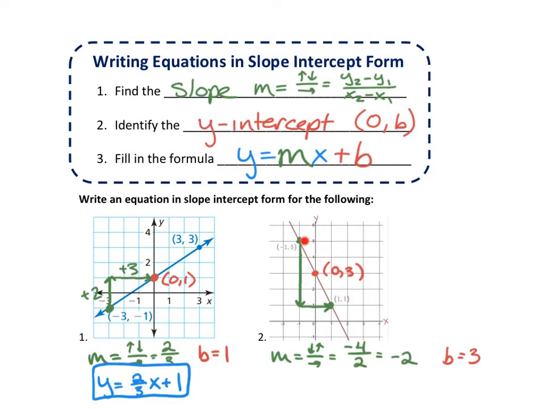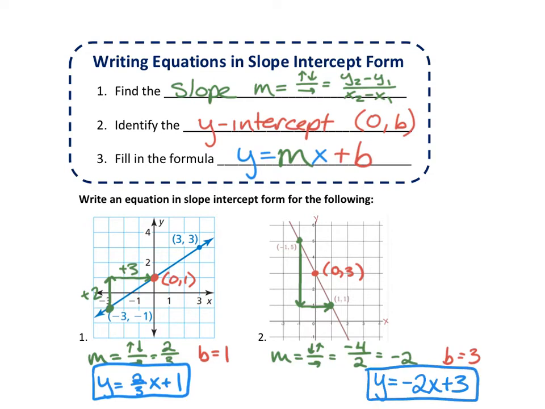I started here and was trying to get to this coordinate point. To get there, I had to go down 1, 2, 3, 4 units from 5 to 1. Then I had to run 2. So I went down 4 and I ran 2. Negative 4 over 2 reduces to negative 2. So even if you picked 2 different coordinate points than I did, we should all get negative 2 as our slope. We then look for the y-intercept, which is where the graph crosses the y-axis, and we know that my y-intercept is 3, which means when we're filling in the formula, we have y equals negative 2x plus 3. And there we go.